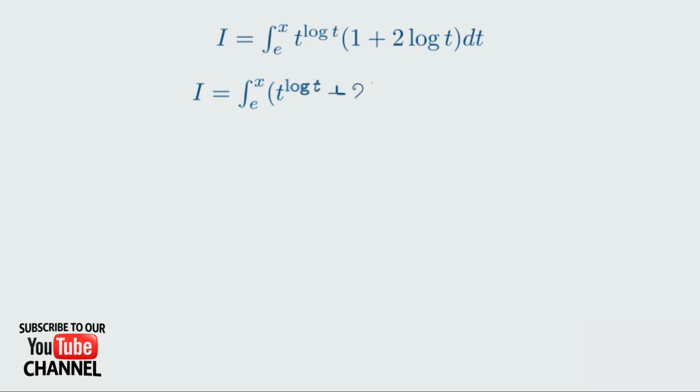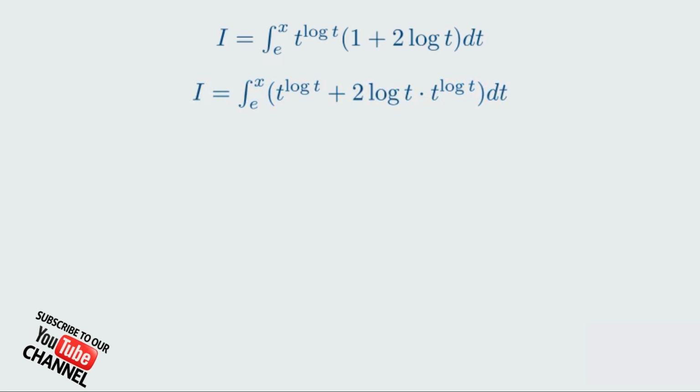Our objective in this scene is to break down the integral I using algebraic properties, which will prepare us for integration by parts. We start with our integral I. The integrand, which is the function we are integrating, is t to the log t times the quantity 1 plus 2 log t. Let's distribute t to the log t across the parentheses. This gives us the integral of t to the log t plus 2 times log t times t to the log t, all with respect to t.